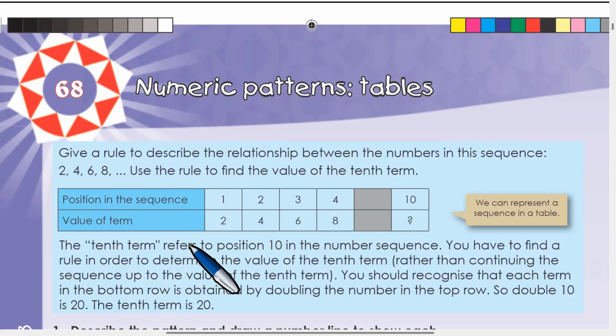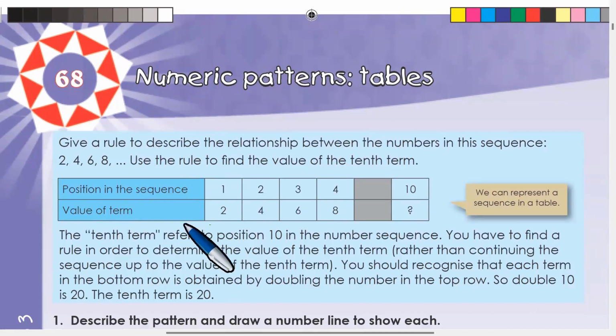Let's see what we can do. Okay, tables like this. Let's look at this. Give a rule to describe the relationship between the numbers in this sequence. Like if you look at 2, 4, 6, 8, use the rule to find the value of the 10th term.